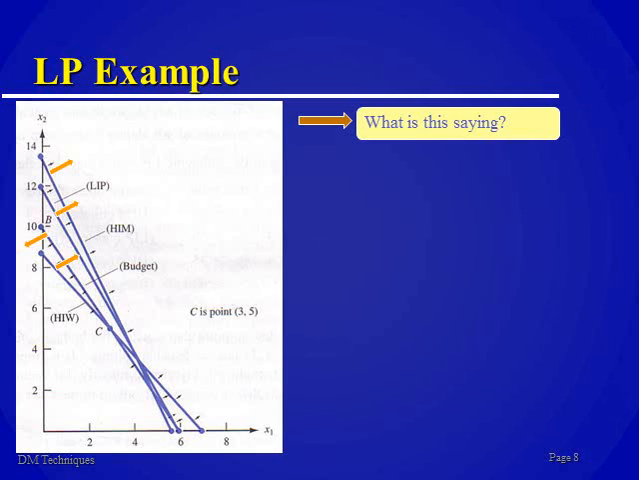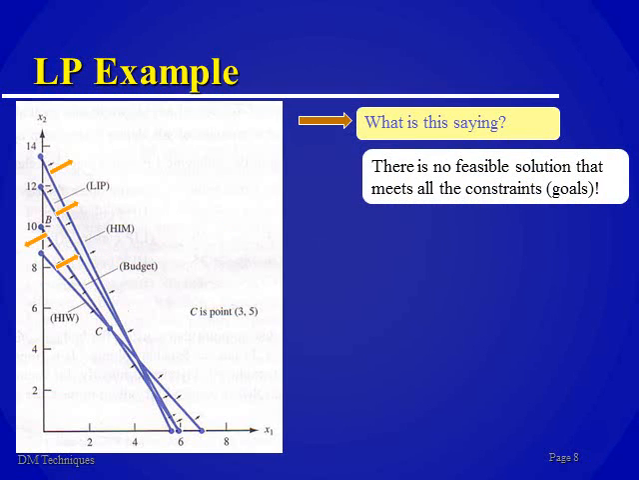If we look at the direction of feasibility for the high income man constraint, it is to the right. For this constraint, it is to the right as well. For this constraint in this area, it is to the left, and the direction of feasibility for the high income woman is to the right. So pretty much what this is saying is that there's no feasible solution that meets all of the constraints or all of the goals in this problem, because of this constraint. There's this area in here that is going to be unfeasible.